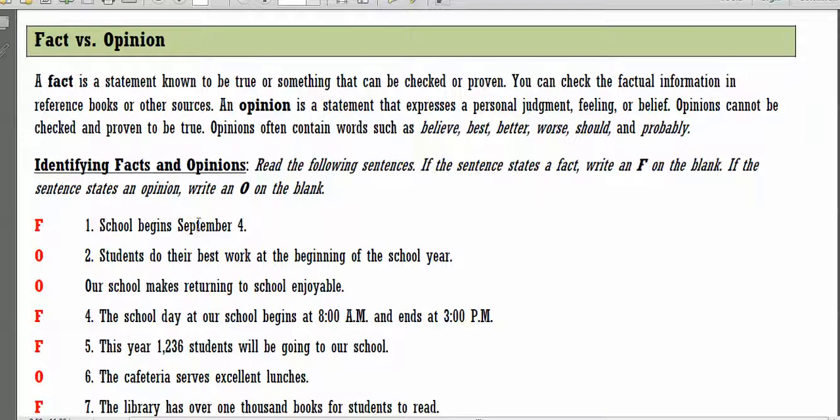So this whole section is on fact and opinion. I do want to review just the definition of fact and opinion just to make sure we're clear. A fact is a statement known to be true or something that can be checked or proven. You could find the answer somewhere, okay? An opinion expresses a personal judgment, a feeling, or a belief. One person believes it or feels that, and maybe one other does not.